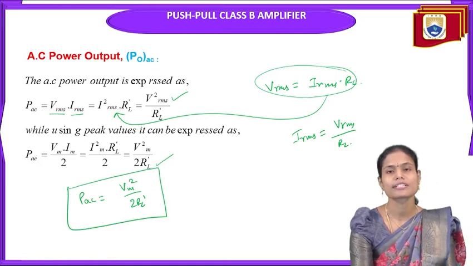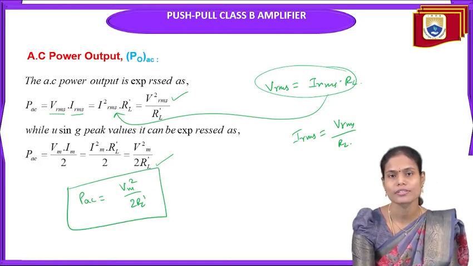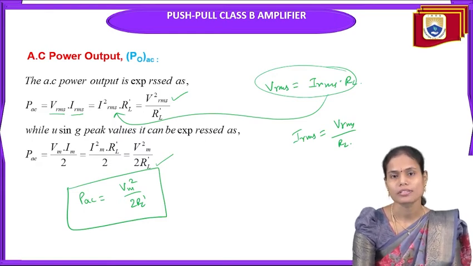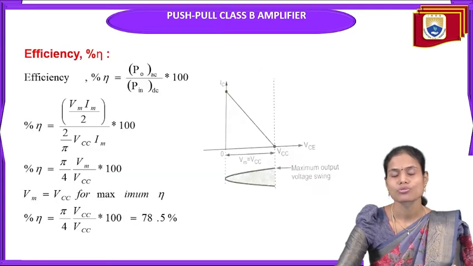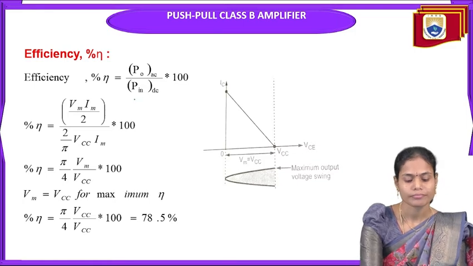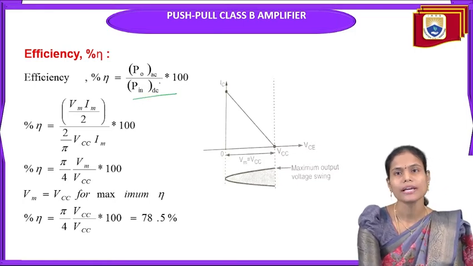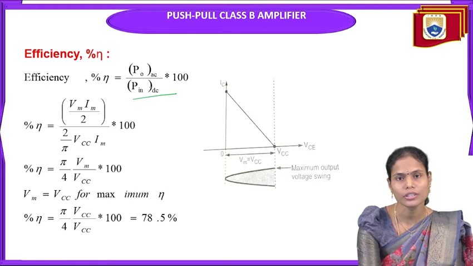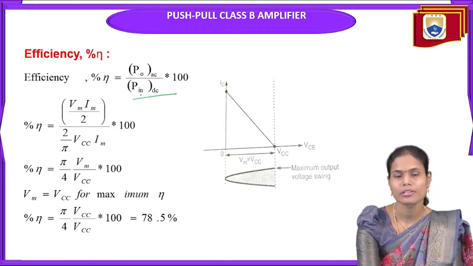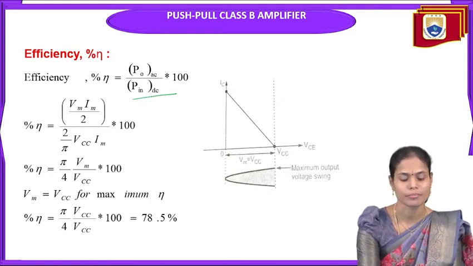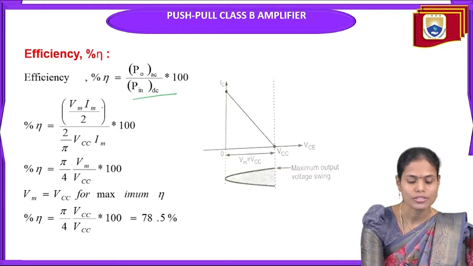So in the efficiency expression, that is the ratio of AC power to DC power, we need to substitute both the DC power as well as AC power values, so that we can find the efficiency of the class B power amplifier. So that's why PAC by PDC, that is output power to the input power. Here output power is in terms of AC power, input power is in terms of DC power. So that's why PAC by PDC we are taking.